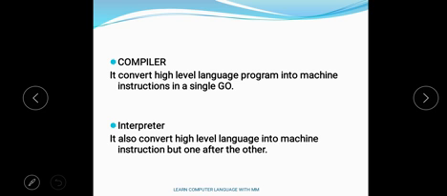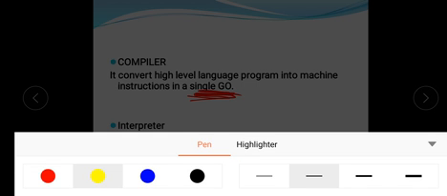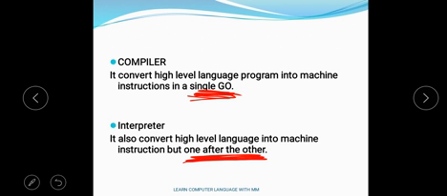Compiler converts high level language programs into machine instructions in a single go, which means in a single go it converts high level language into the machine language, whereas the interpreter also converts high level language into machine instructions, but one after the other. In the compiler it is going in a single go only. In a single go all the language is changing into machine instructions, but in the case of interpreter it changes one after the other.